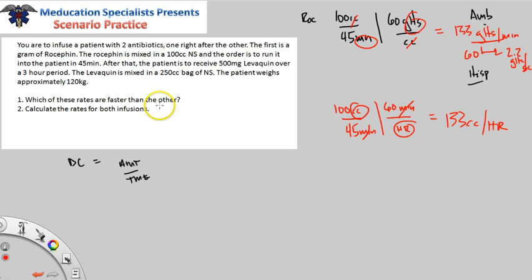Levaquin is mixed in a 250 bag, we want to give 500 milligrams. The patient weighs 120, but that's just a throw off because we're doing infusions of fluid right now, not necessarily of drugs. So we want to give this 500. This whole 500 milligrams is going in, so we don't have to worry about that right now. We can just focus on the 250 bag and how long? 3-hour period. Okay, no problem.